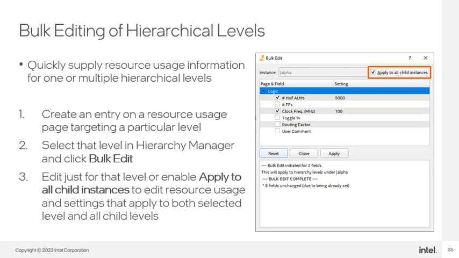The tool displays resource usage pages and settings common to the selected level and any child levels. Enable and set resource usage and options for any of the listed items and click Apply. The bulk edit window indicates what was edited and the resource usage pages immediately reflect the changes or additions.